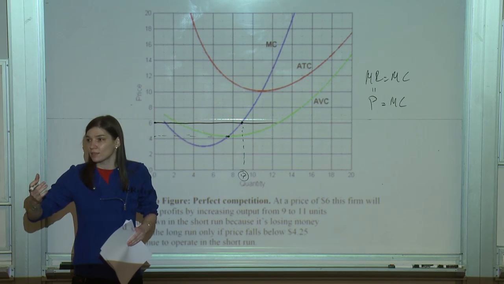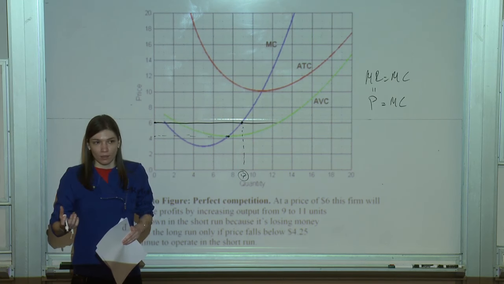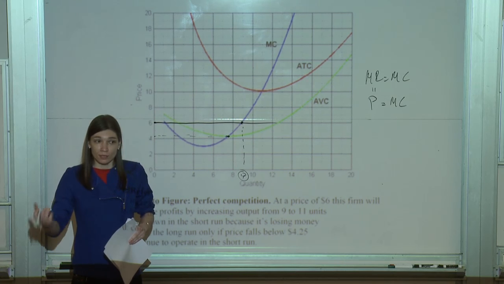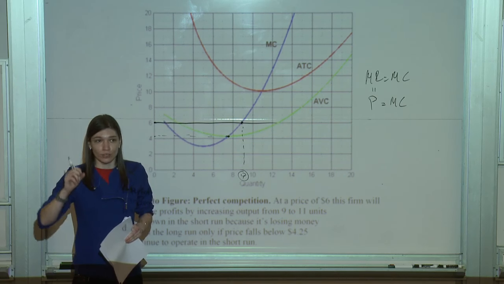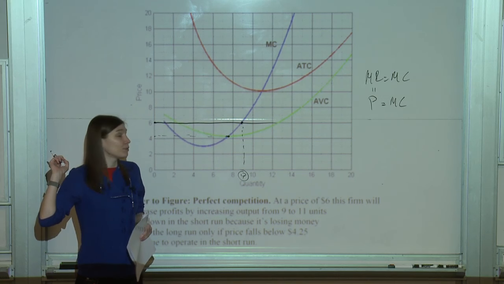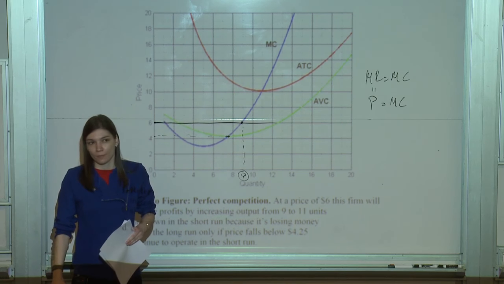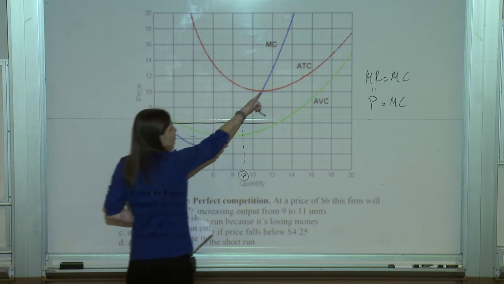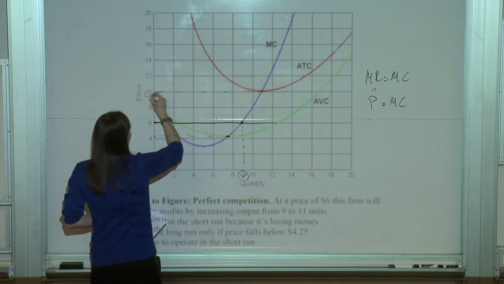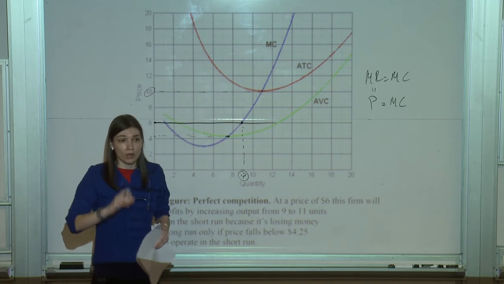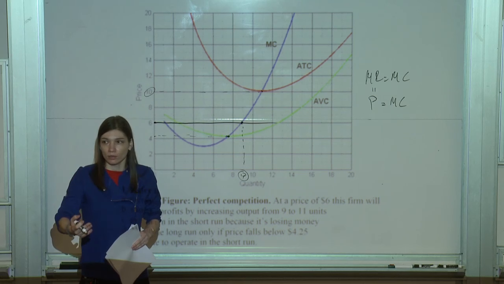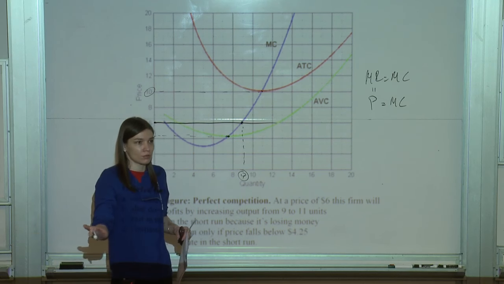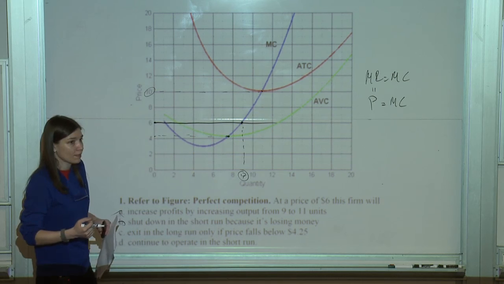Why would they exit in the long run? If they don't make any profits, if they experience a loss in the long run, they're going to exit the industry. And what is the price below which they lose money? Put it this way: below the minimum average total cost. So below what is this? $10, right? At a price below 10, they would experience a loss, and in the long run they wouldn't want to stay in that industry if they experience a loss. So they're going to exit.